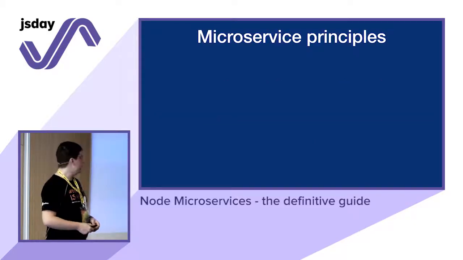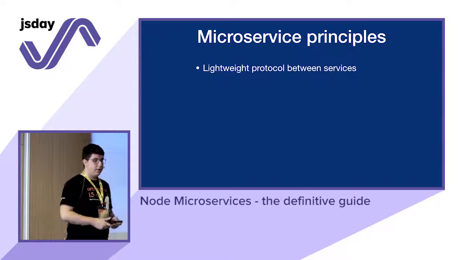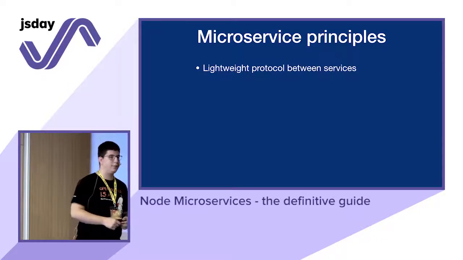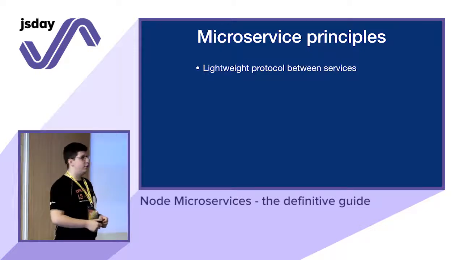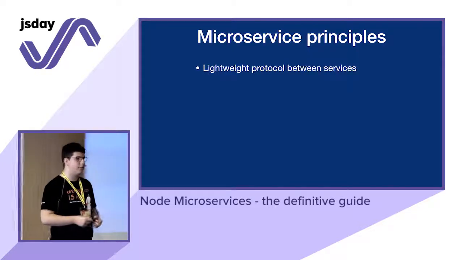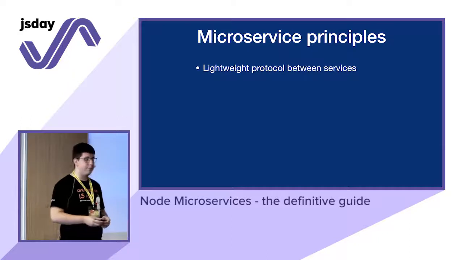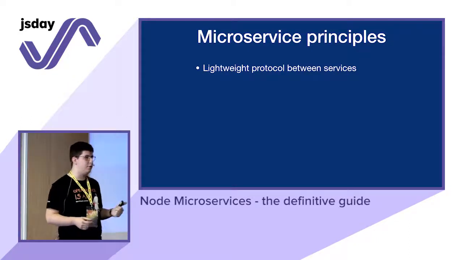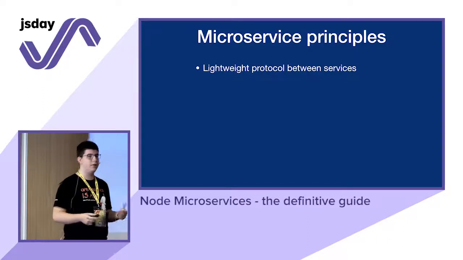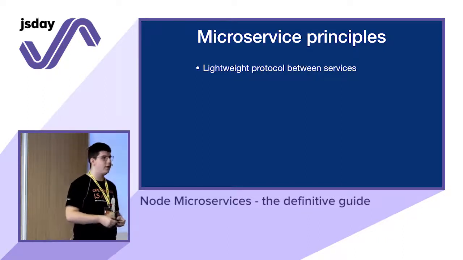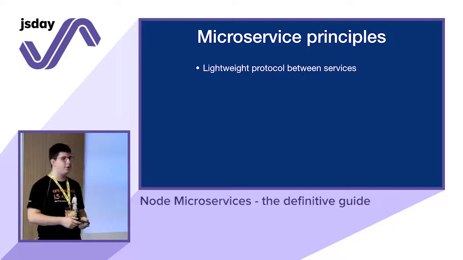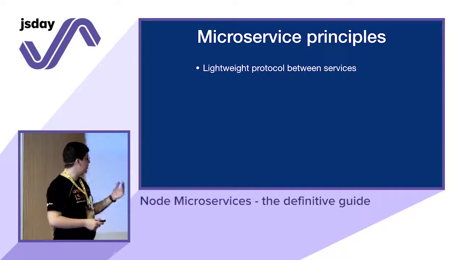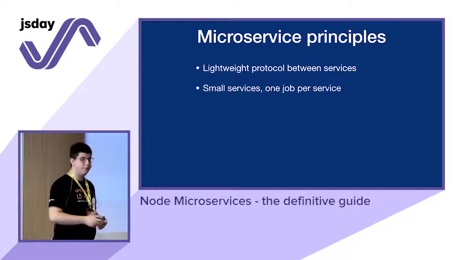Some microservice principles: first, we need a lightweight protocol between services. So we need something that's simple to use, usually some kind of event bus. People also use HTTP, so that's something that's already there. You can use a REST API, and services can communicate using REST. But I prefer the event bus, and in the next slides I will show you why.